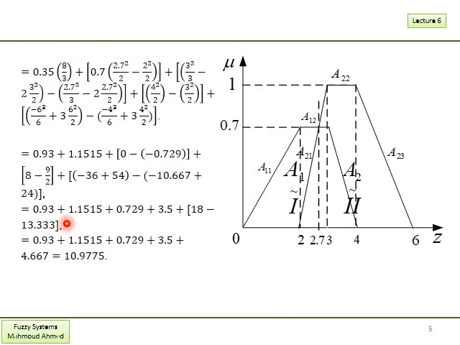We got at the end that the defuzzified value is equal to 10.977.